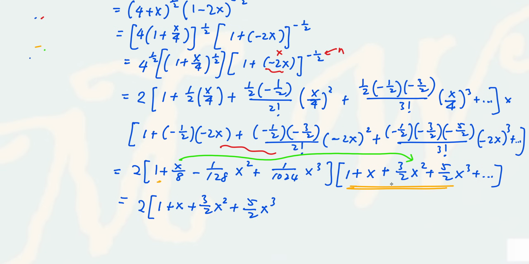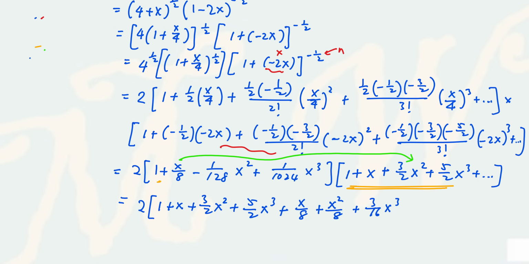Okay, then the x over 8 just multiply from 1 until 3 over 2 x squared. So you will be getting x over 8 plus x squared over 8 plus 3 over 16 x cubed.